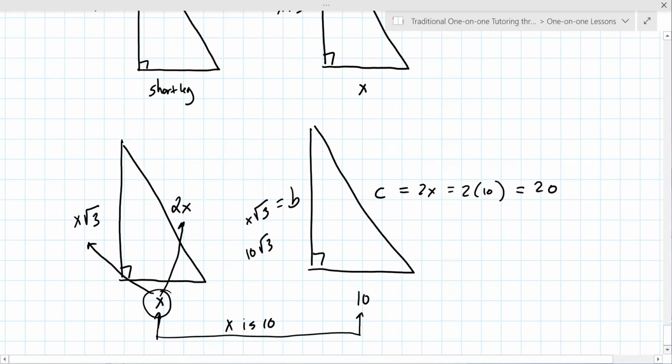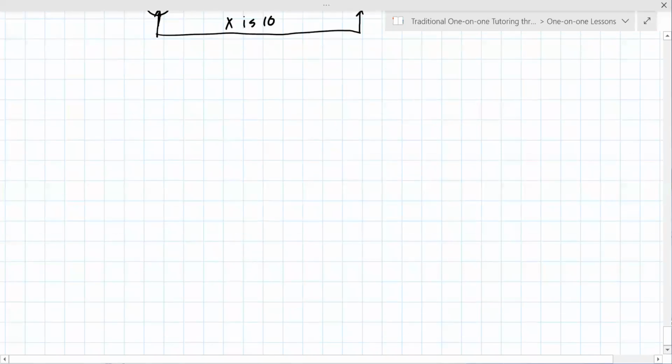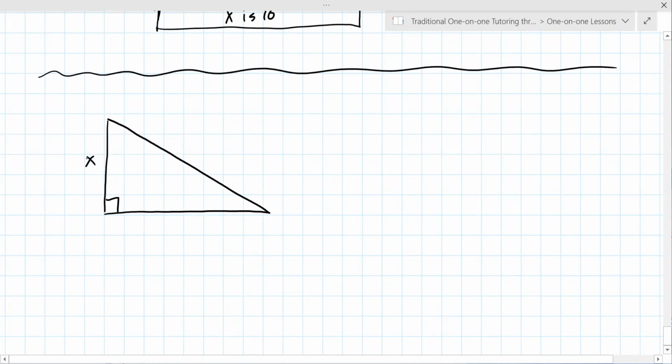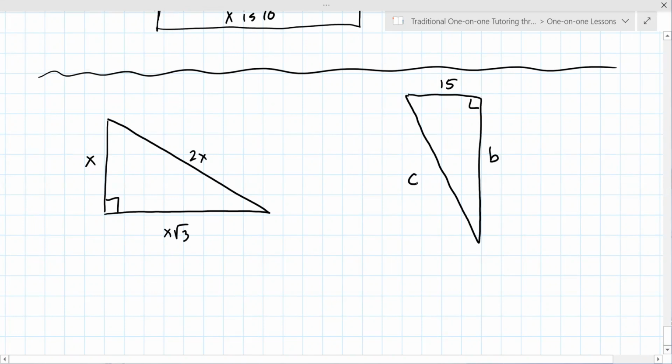Okay. So again, it won't help if I give you exactly the same thing, but I'll just vary it slightly. The reference triangle could be like this, where this is the short leg. It's always drawn as the smallest. 2x, x root 3. And I could give you a triangle now where the orientation is just slightly different. But let's say that the short leg is 15. Can you find B and C for me, please?